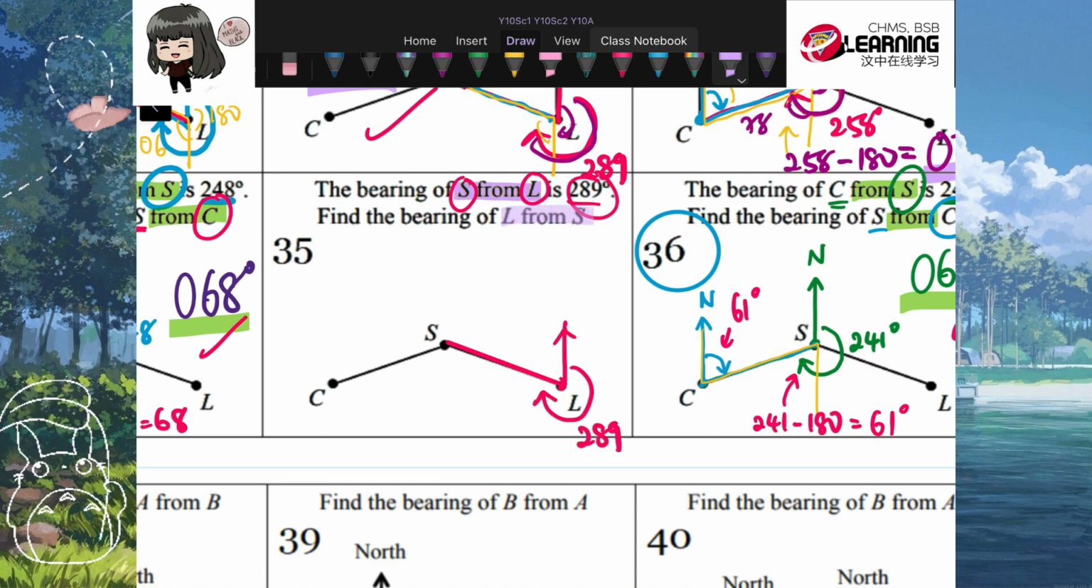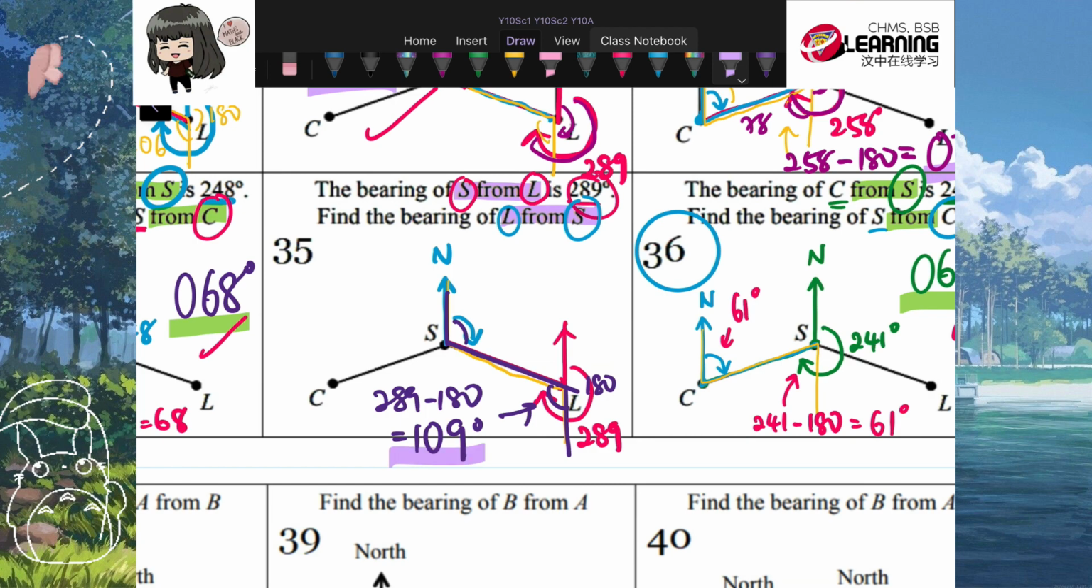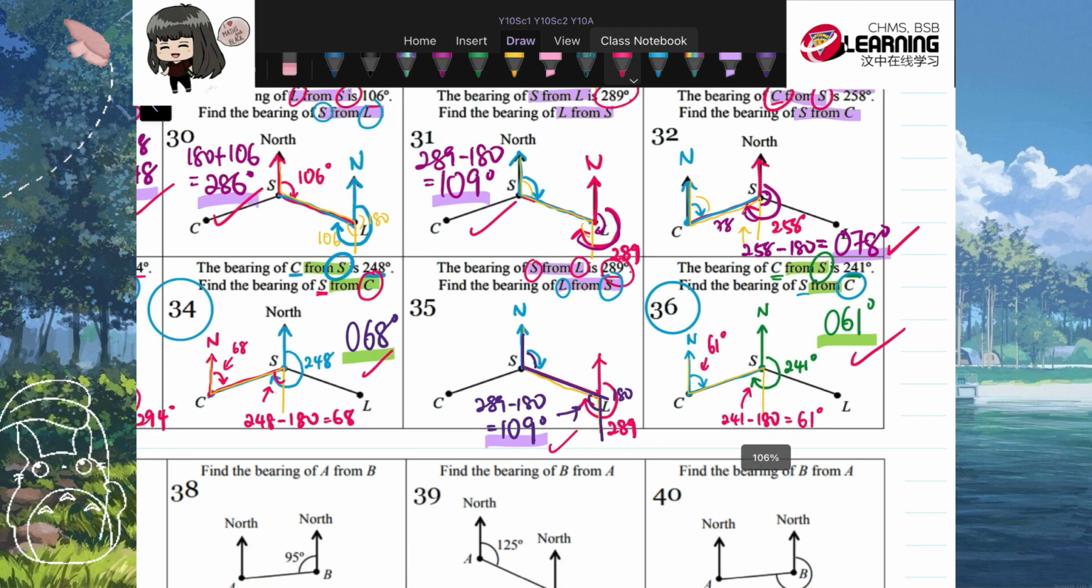And then L from S. From S, from a north, and then connecting line is SL, so this is the angle on the bearing. So again, alternate angle. So this is 180. So to find this angle, which is the same as this angle, same thing, 289 minus 180, you get 109 degrees. Okay, tick the answer.